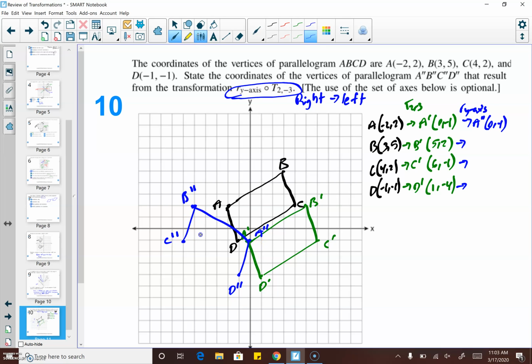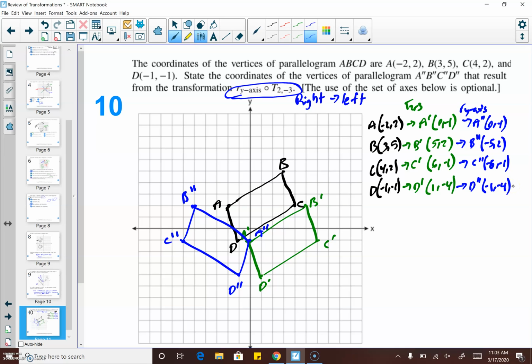Now, we have to make sure it says state the coordinates. So if you do not write them down, you will not get full credit for that question. So as we finish this up here, we have A double prime is 0, -1. B double prime is -5, 2. C double prime is -6, -1. And D double prime is -1, -4.